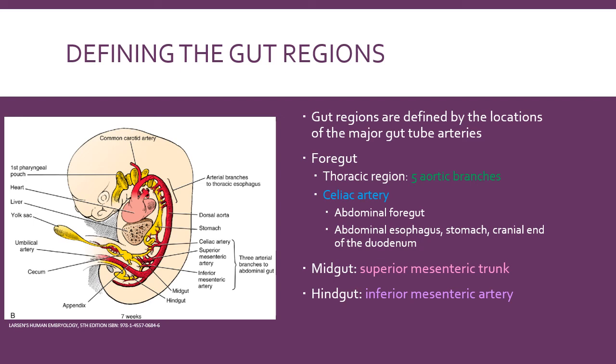But nonetheless, the different regions of the gut are defined by the arteries that are present in those regions. So for the foregut, there are two separate artery designations. Up the aorta, there are 5 branches that come off in the general upper chest area of the baby, and that defines the upper part of the foregut, whereas the celiac artery defines the lower part of the foregut. And that includes the abdominal foregut, the abdominal esophagus, the stomach, and the cranial end of the duodenum, which is the connection between the stomach and the small intestine. The midgut is defined by the superior mesenteric trunk, and the hindgut is defined by the inferior mesenteric arteries.